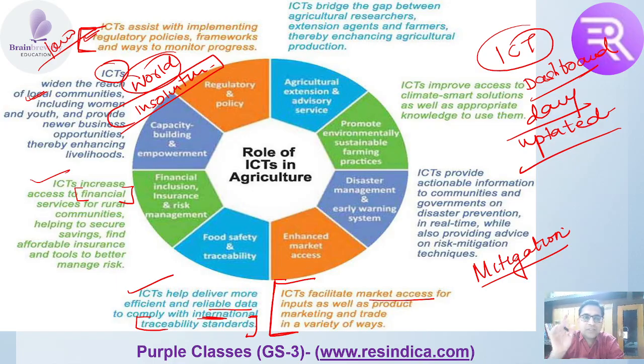So ICT helps in all these ways, right? Regulatory policy, agriculture extension, environmental sustainability, disaster management, market access, food safety, financial inclusion, and capacity building. These are all the things, so you remember these points.